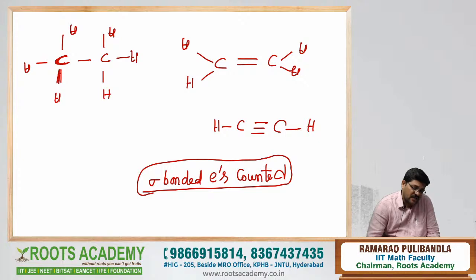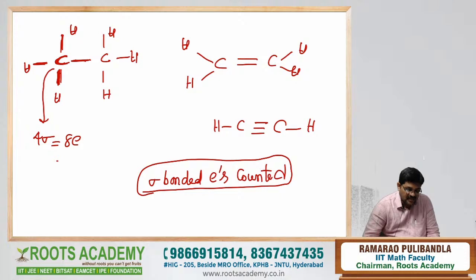One single bond is always a sigma bond. One sigma bond, second sigma bond, third sigma bond, fourth sigma bond. Therefore, this carbon has four sigma bonds. Four sigma bonds means 8 electrons are there. Hybridization is sp3. How do you know hybridization is sp3? S orbital having 2 electrons, Px having 2, Py having 2, Pz having 2 electrons.